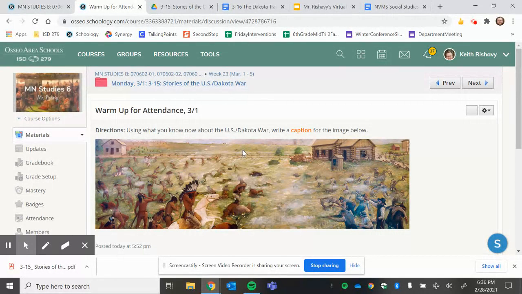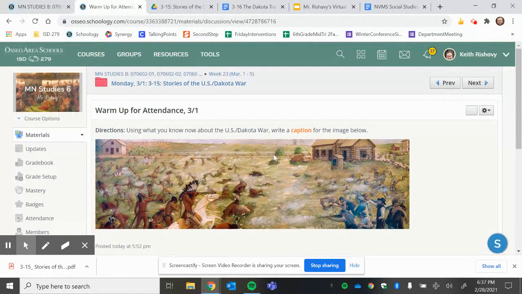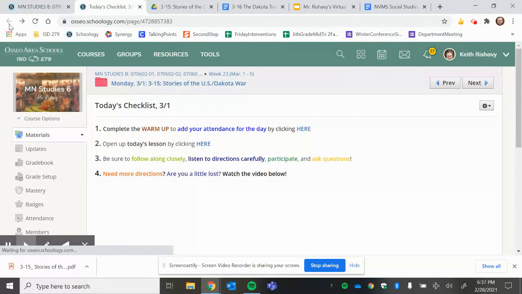What we're looking for you to do is to just look at this image, think about what we've been learning, and figure out what you're looking at. And then just write a caption as part of your comment for your warm-up for today. So just describe what is happening in this scene. Once you have done that, just post that comment and you're good to move on to the next part of your checklist. So we just head back to the checklist.